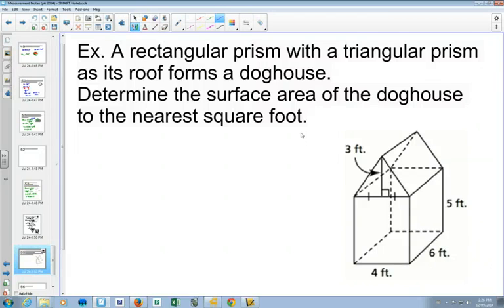We have another doghouse. We can draw more dogs at the end of class. Rectangular prism with a triangular prism.